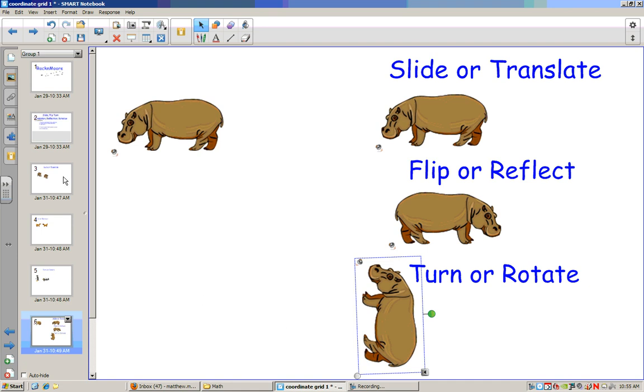So hopefully now you are able to keep these vocabulary terms together. You might be asked to slide, flip, or turn, or you might be asked to translate, reflect, or rotate, but they mean the same things between the two words. Slide and translate mean the same, flip and reflect mean the same, and then of course turn and rotate mean the same.